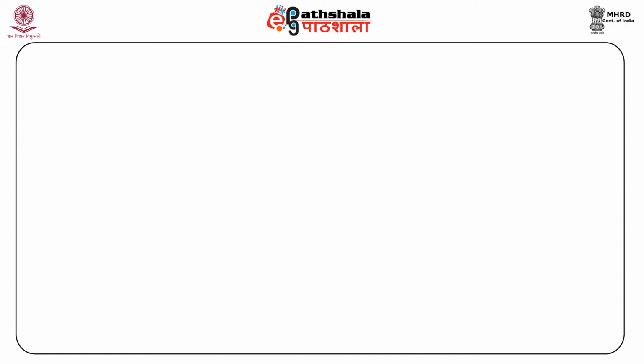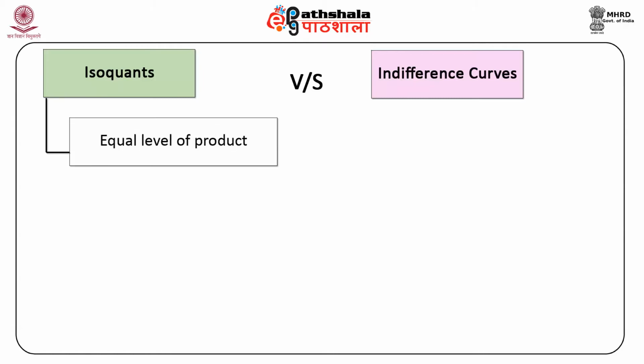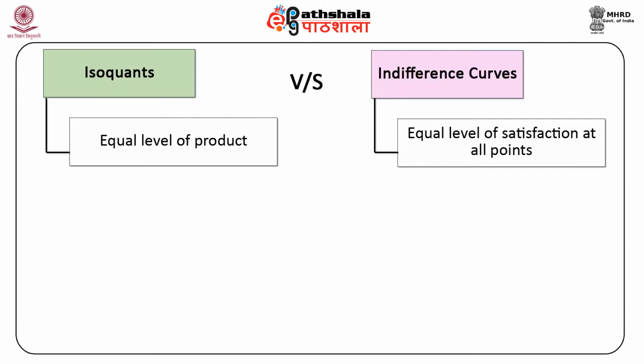Now, let us study the difference between an isoquant and an indifference curve. An isoquant is analogous to an indifference curve in more than one way. In it, two factors, that is capital and labor, replace two commodities of consumption. An isoquant shows equal level of product while an indifference curve shows equal level of satisfaction at all points. The properties of isoquants, as we shall study, are exactly similar to those of the indifference curves.